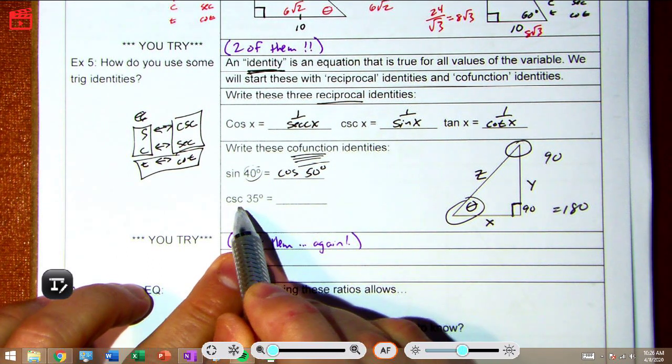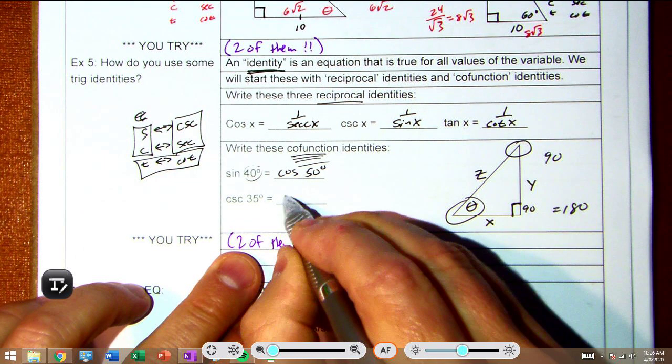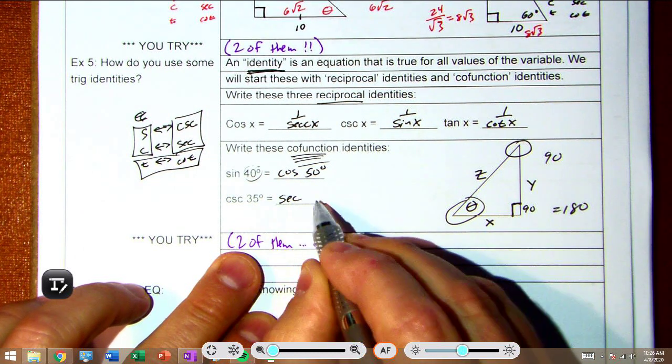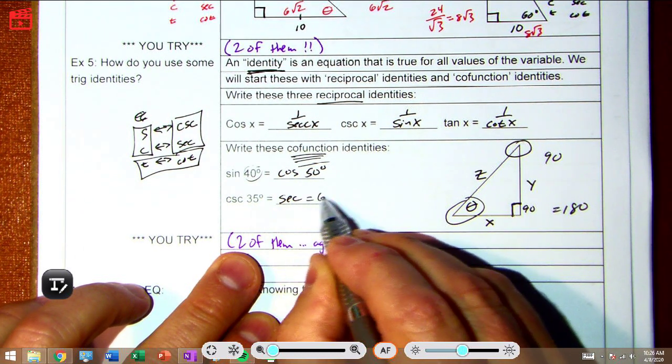So what's the co-function for cosecant? Well, it's secant. And what's 90 minus 35? I do believe that's 65 degrees.